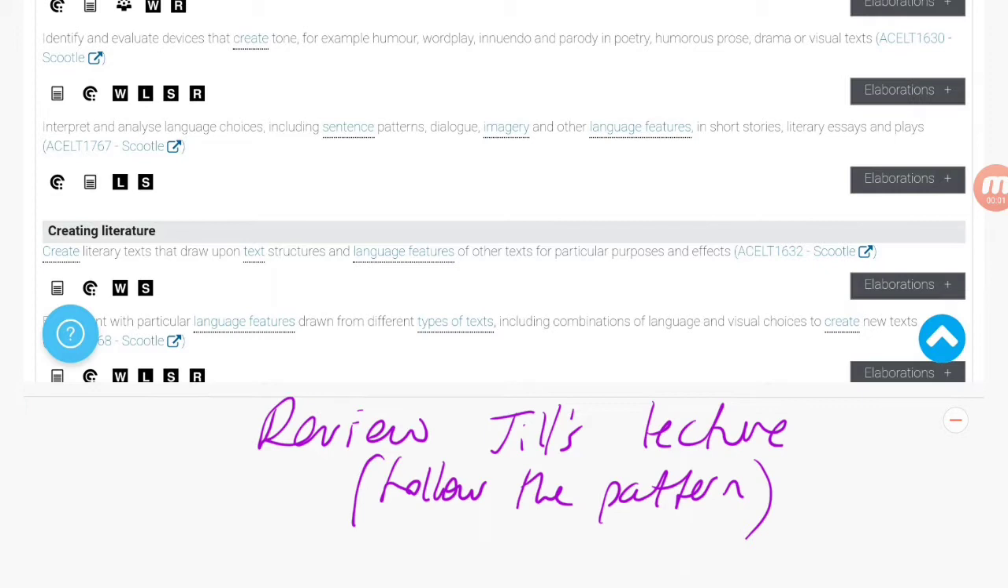Okay, so now we're at the final stage of developing learning intentions and success criteria. So I suggest that you review Jill's lecture, so hopefully it's fresh in your mind, and follow the pattern that I've provided and that Jill has suggested. So in the forefronts of our mind, of course, are the content descriptions that we just talked about. Now, key cognitions are very important and they need to be explicitly taught. What does identify mean? What does it look like? What does evaluate mean? It's basically making a judgment.